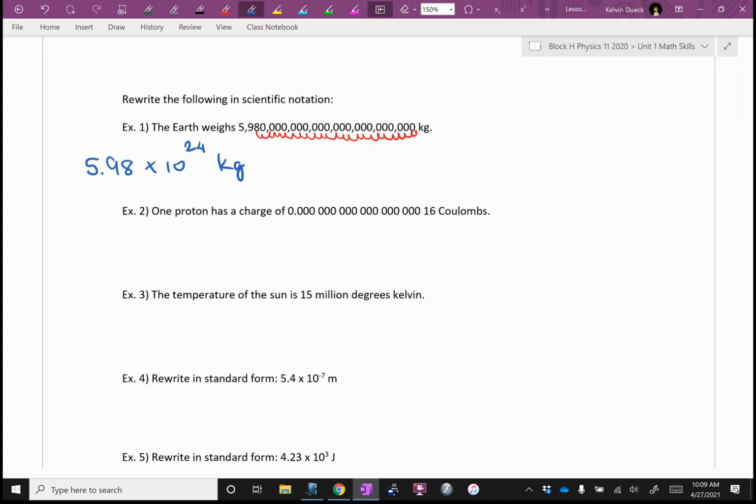A proton has a charge of that many coulombs. So the SI unit for charge is coulombs. And a proton does not have a very big charge. How would I write that? First of all, what point what? 1.6 or 6.1? It's 1.6. So we're going to be consistent.